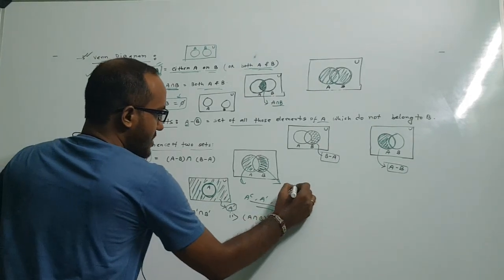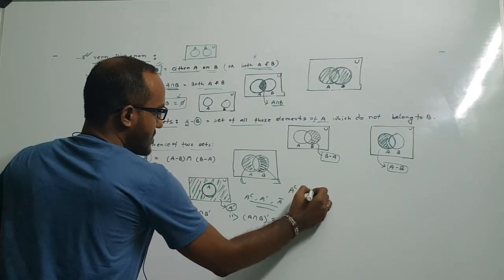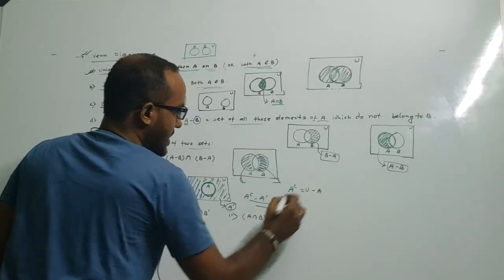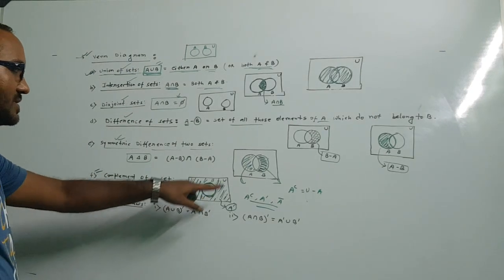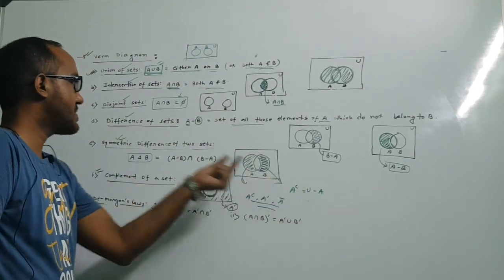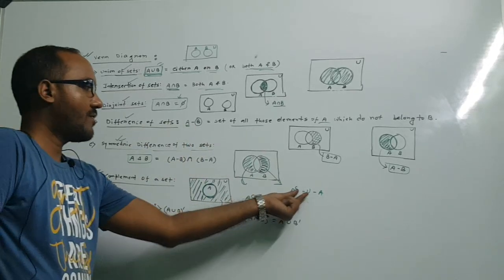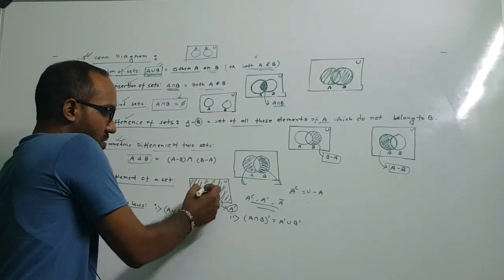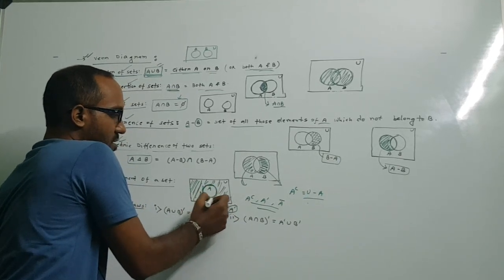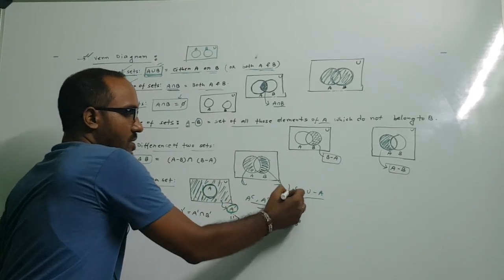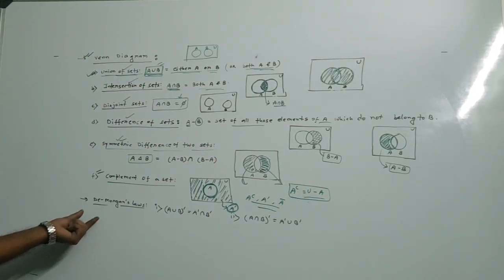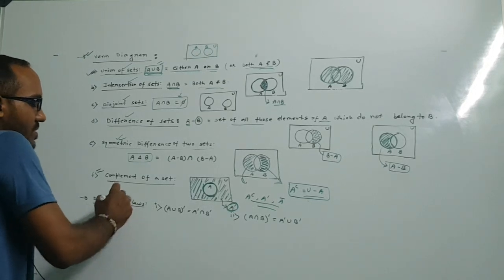And A complement, you can write it as 1 minus A, or you can say U minus A. That is, from the universal set you are omitting the elements of A. That is difference, right? Difference of sets. From the universal set you are omitting the elements of A. That is your complement, because externally all the elements are A complement. So A complement can be represented as U minus A.